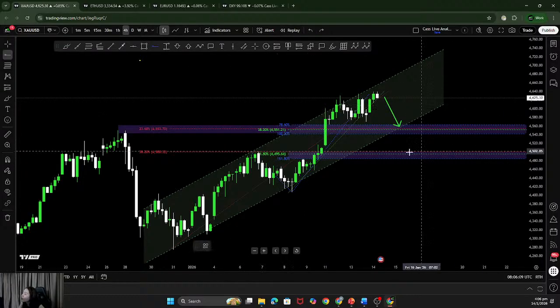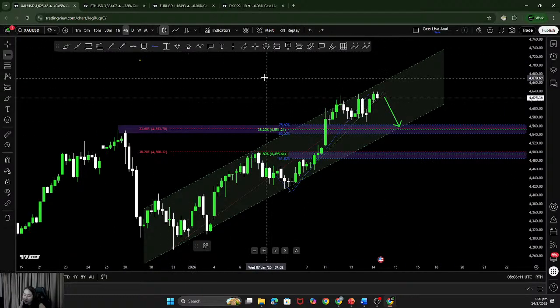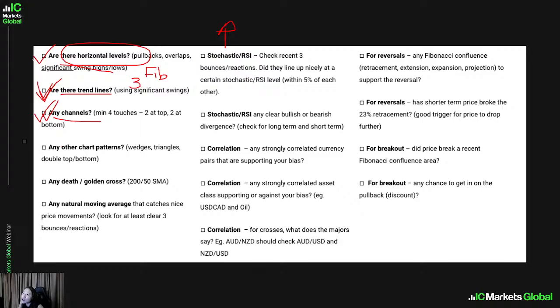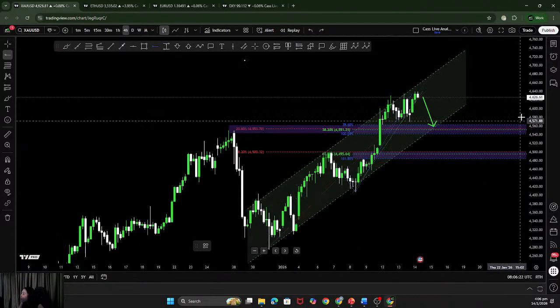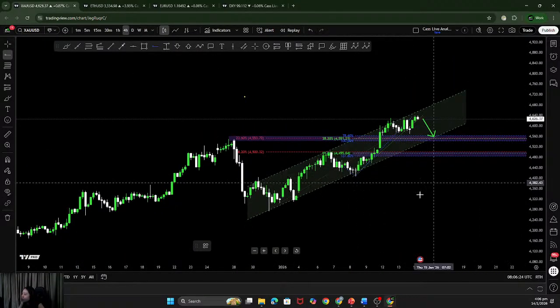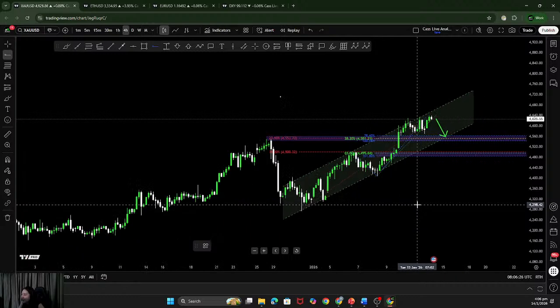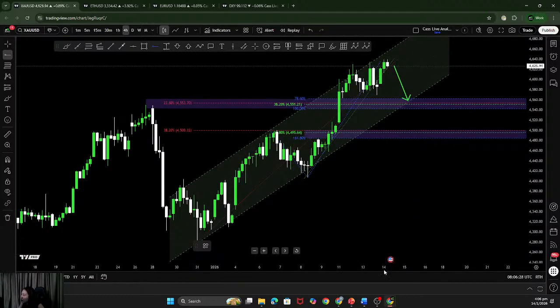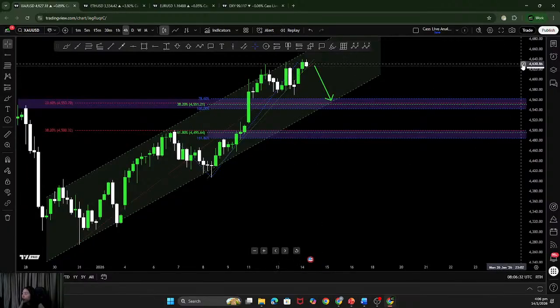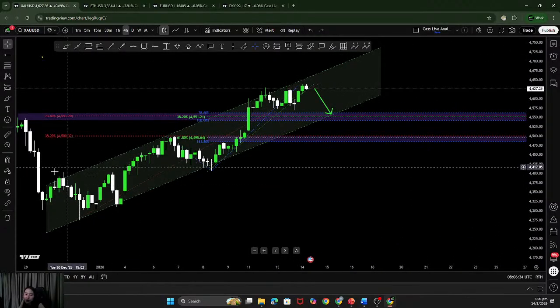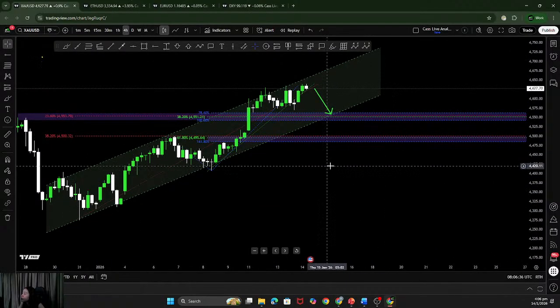Okay, cool. So going back to the cheat sheet. Okay, I'm done. Let's see if there are any chart patterns, death or golden cross, and natural moving average. Okay, do you guys see any chart patterns? I personally don't see any chart patterns. Nope, I don't see anything. If you guys see any chart patterns that I don't see, let me know in the chat box. Okay, don't see any chart patterns.